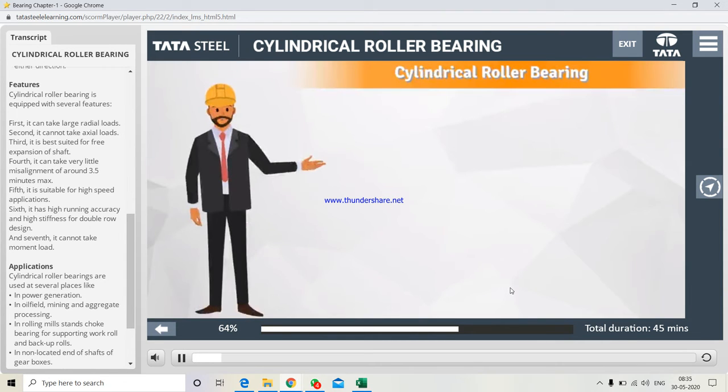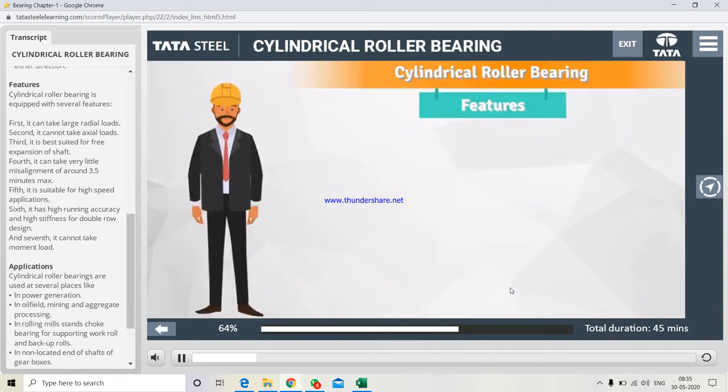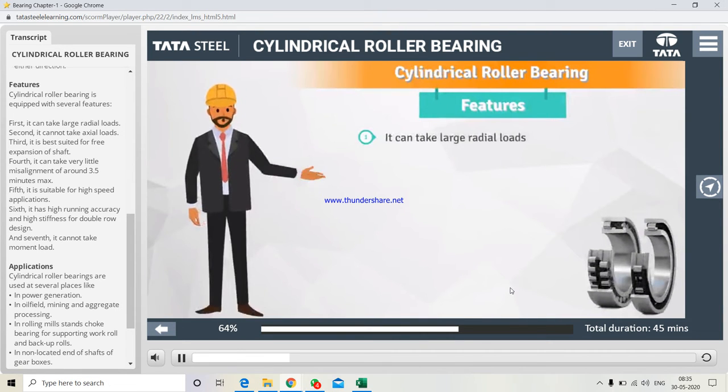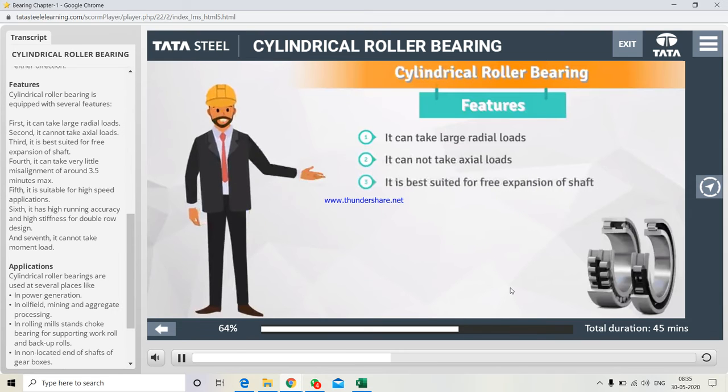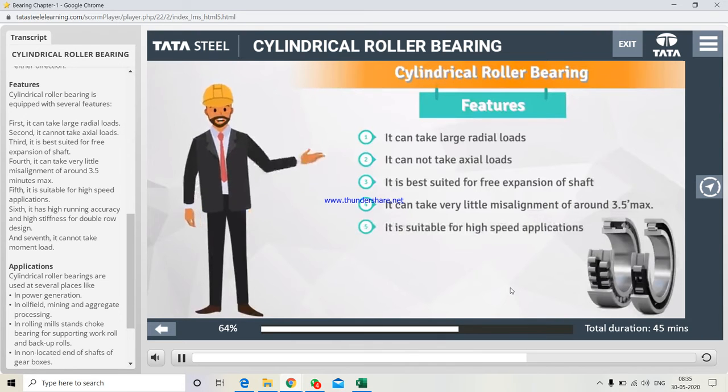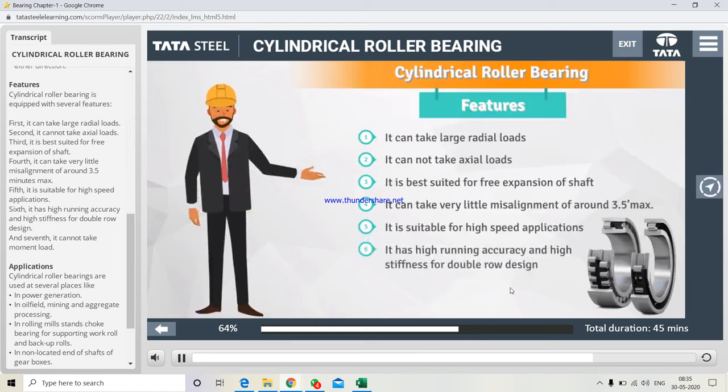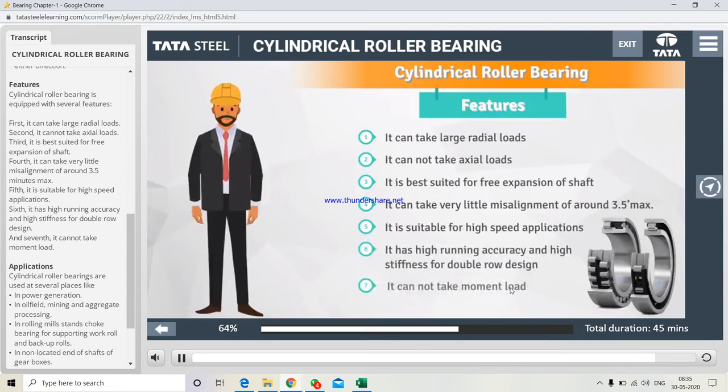Cylindrical roller bearing is equipped with several features. First, it can take large radial loads. Second, it cannot take axial loads. Third, it is best suited for free expansion of shaft. Fourth, it can take very little misalignment of around 3.5 minutes max. Fifth, it is suitable for high-speed applications. Sixth, it has high running accuracy and high stiffness for double row design. And seventh, it cannot take moment load.